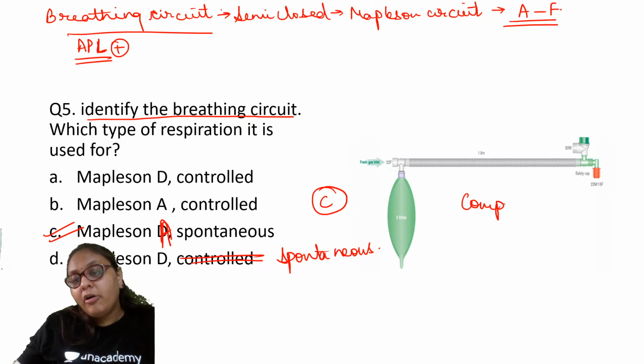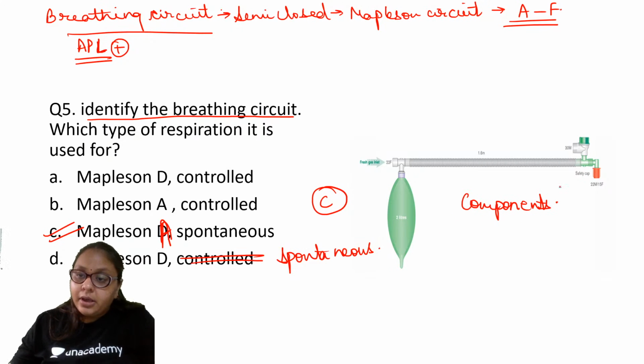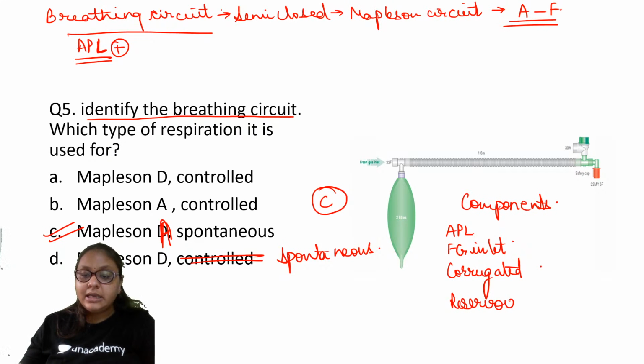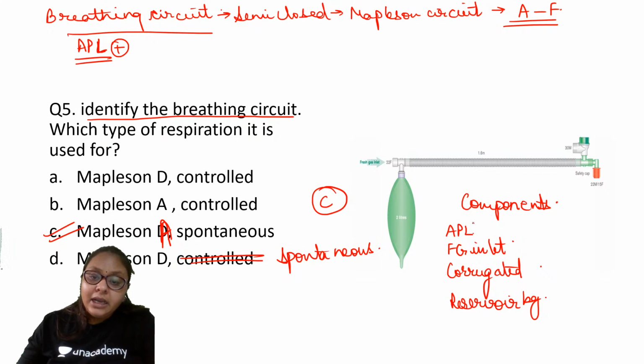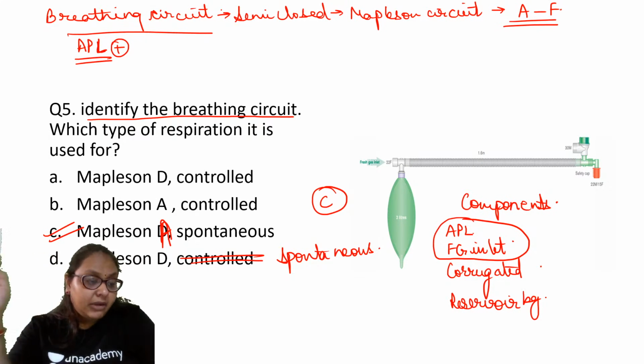The components of the breathing circuit are the patient end, APL valve, fresh gas inlet, corrugated tubing, and the reservoir bag. So these are the components of the Mapleson circuit. Now, depending upon where the APL valve is and where the fresh gas inlet is, these are divided into A to F type.